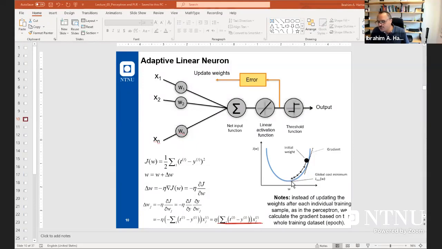There are two ways also here, by the way. Instead of updating the weights after each individual training sample, as in the perceptron, we can calculate the gradient based on the whole training data set. We can do it because we have a summation here. Do you see the summation? We can keep the summation, and calculate the gradient over the whole data set. We call it batch training or batch gradient descent, or it could be example by example, which is called stochastic gradient descent.